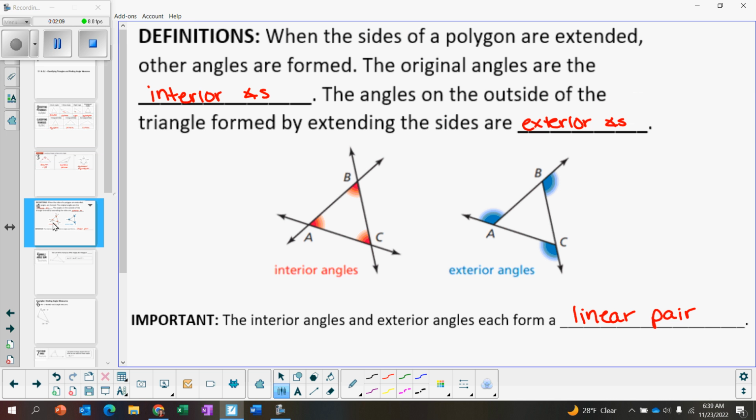So when the sides of a polygon are extended, other angles are formed. Normally, the original angles in the picture are called their interior angles. But if I extend the sides and now make additional angles, those are outside the figure. They're called exterior angles. And we're going to learn things about the measures of the interior angles, but also things about the measures of the exterior angles. Note that every interior angle and every exterior angle do form a linear pair.